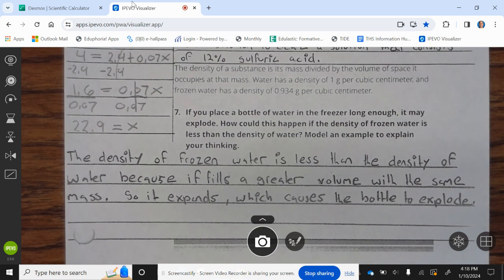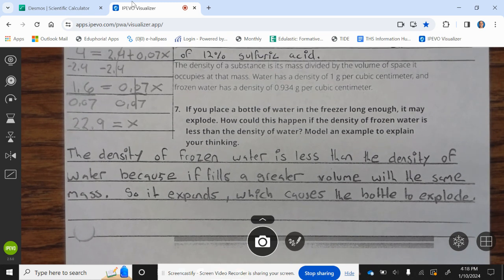All right, the density of a substance is its mass divided by the volume of space it occupies at that mass. Water has a density of 1 g per cubic centimeter, and frozen water has a density of 0.934 g per cubic centimeter. If you place a bottle of water in the freezer long enough, it may explode. How could this happen if the density of frozen water is less than the density of water? Model an example to explain your thinking. The density of frozen water is less than the density of water because it fills a greater volume with the same mass, which causes the bottle to explode.